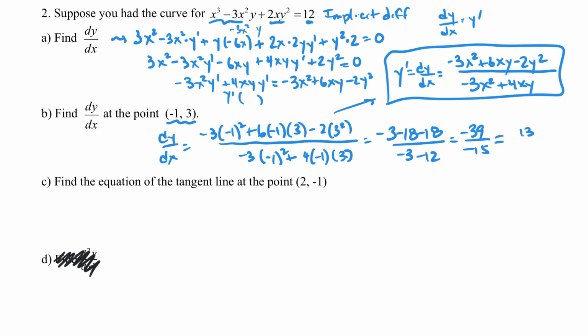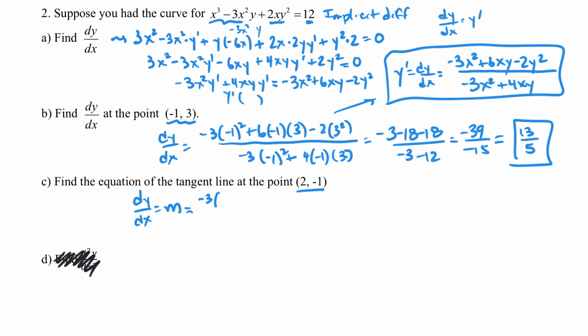All right, so now for part C, we need to find the equation of the tangent line, which is the same process. We need to find dy/dx because this is the slope, and we did this in part A, but we want it at this point. So I need to find the slope at that point, so I'm going to plug in 2 for x and negative 1 for y into my dy/dx equation that I had already solved for. So let's go ahead and do that.